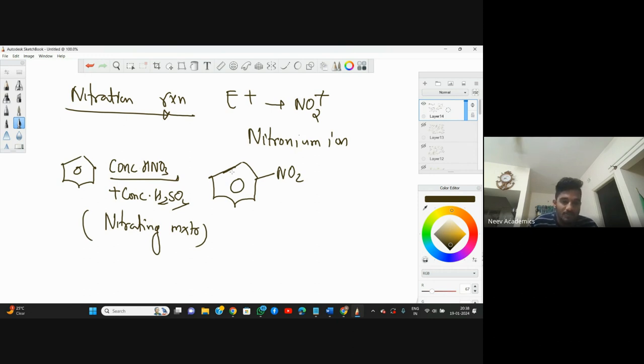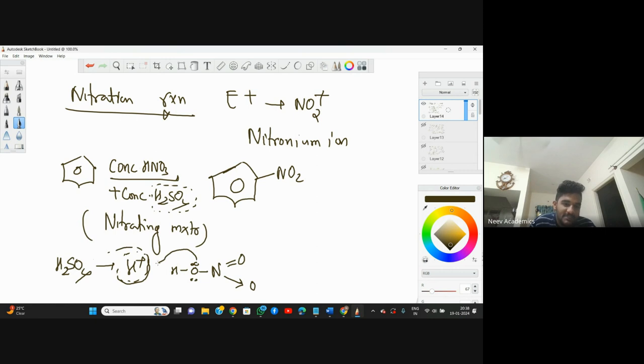Now, how can we produce this NO2+? Listen, what is going to happen here? Due to its high strength, H2SO4 will act as an acid and produce H+ ions. HNO3 has a double bond O, a coordinate bond O, and an OH group. Due to the acidic nature of concentrated H2SO4, HNO3 can act as a base. H2SO4 provides H+, and this oxygen accepts the H+. This oxygen has given one electron pair to the hydrogen, and one lone pair is still there. Since oxygen has given the lone pair, oxygen gets a positive charge.